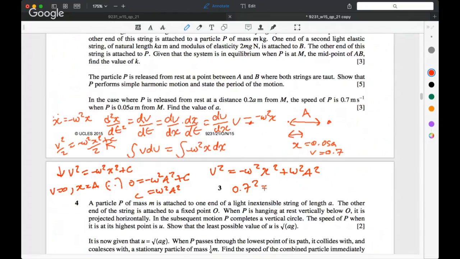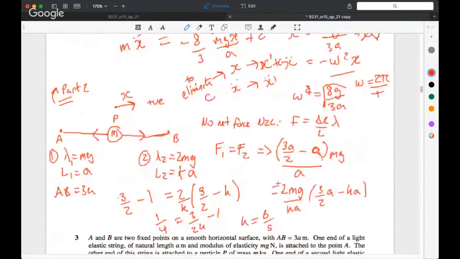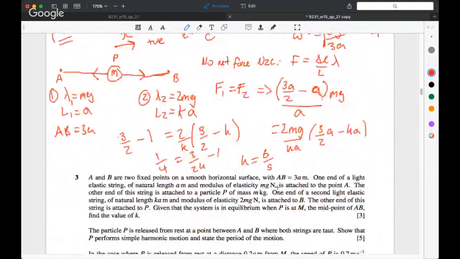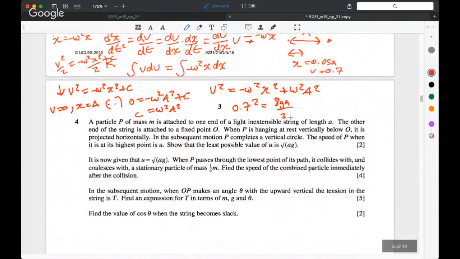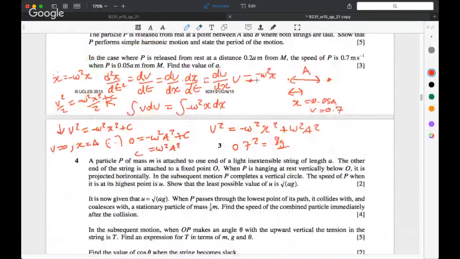Did I write everything down? Did I do it on the back here? Yeah, I think I went ahead and rearranged everything. 0.7 squared, and then the omega squared we had is 8g over 3, I think. We got that from above. Yeah, omega is the square root of 8g over 3a. So omega squared is 8g over 3a, so it should be an a on the bottom. My bad. Oh, it was 8g over 3a. Thank you so much.